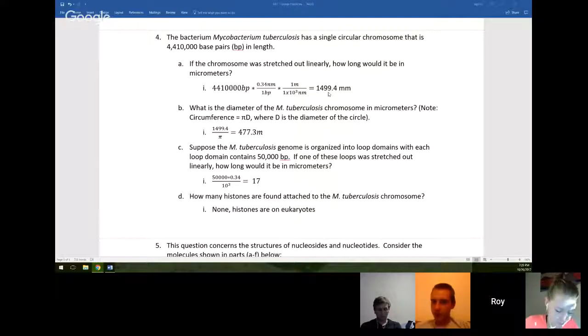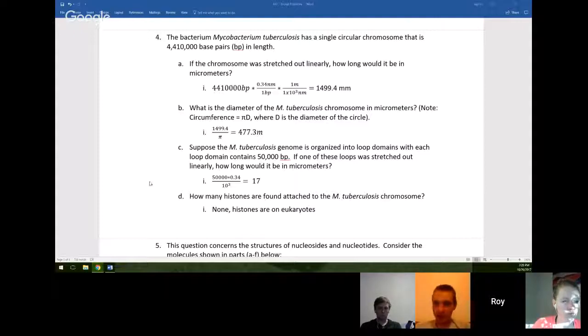What is the diameter of the M. tuberculosis chromosome in micrometers? Note circumference is equal to pi times diameter. And basically, it's pretty easy. You take that micrometers and divide it by pi and get 477.3.